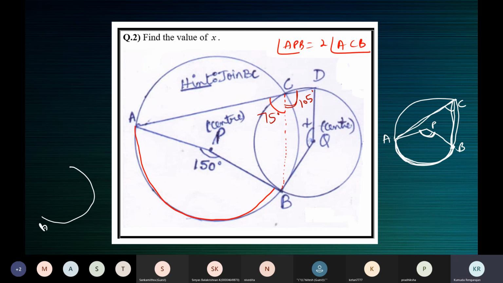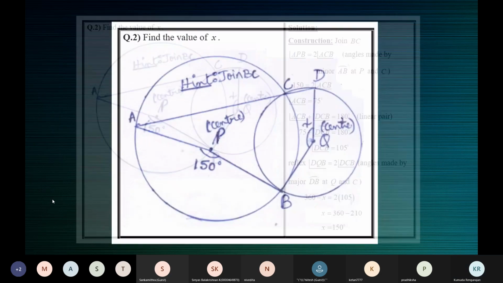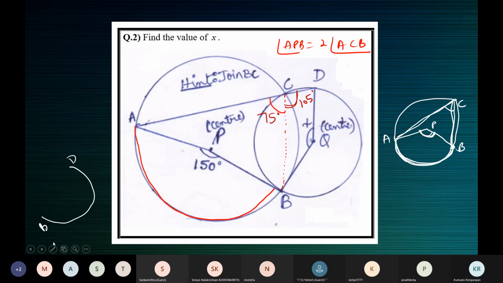BD, can you see the arc BD? It's the major arc BD. Major arc BD makes angle BCD. BCD. Let me try again.